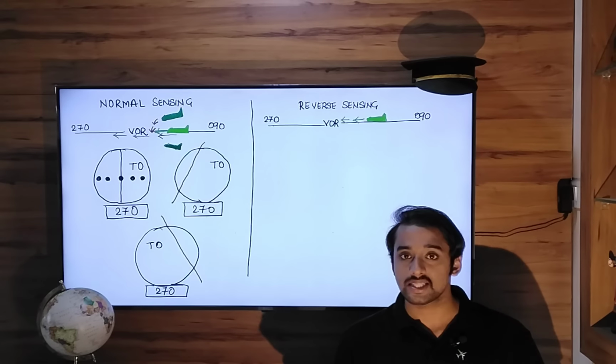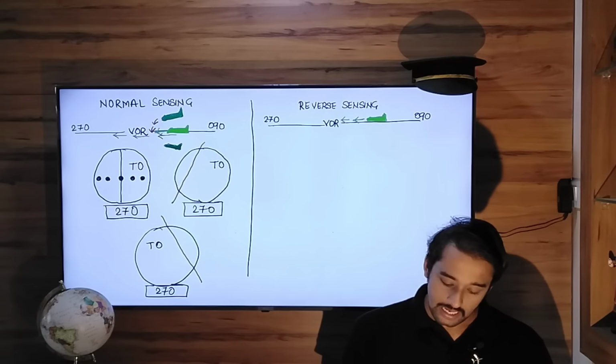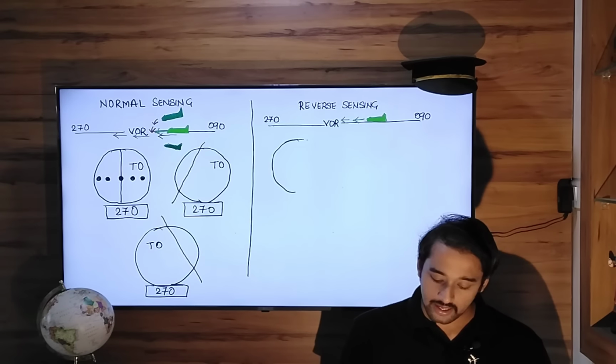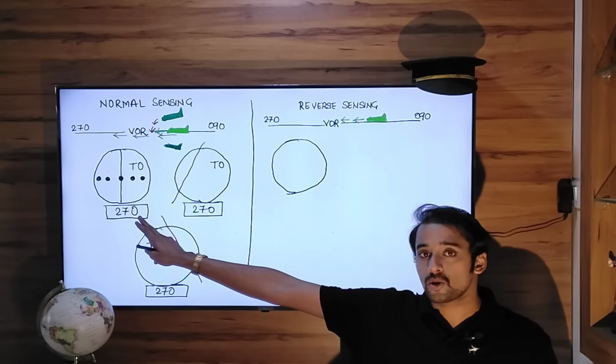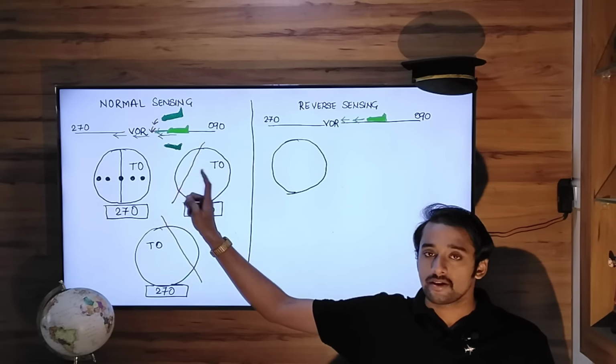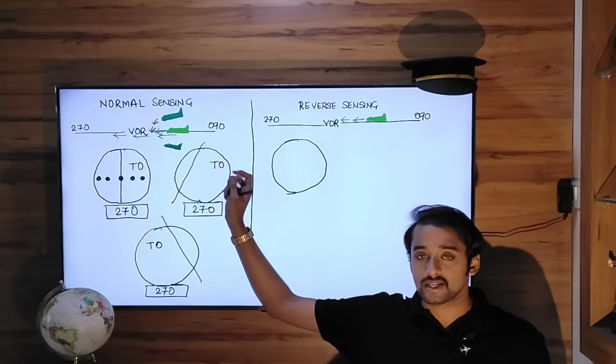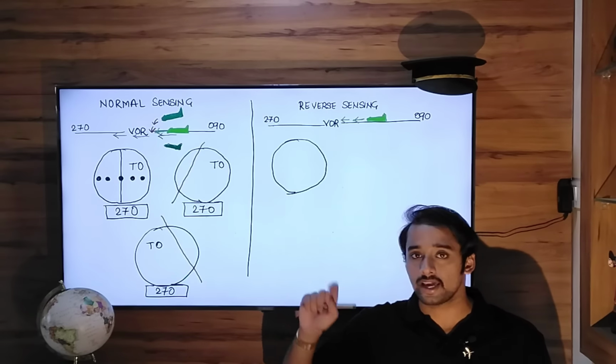We are flying on radial 090. We are going inbound towards the VOR. Now over here in the OBS selector, I have told you the correct way is to put 270. If you are going inbound, put the opposite radial. Going outbound, put the same radial, not the reciprocal. Reciprocal only in the case of flying inbound.